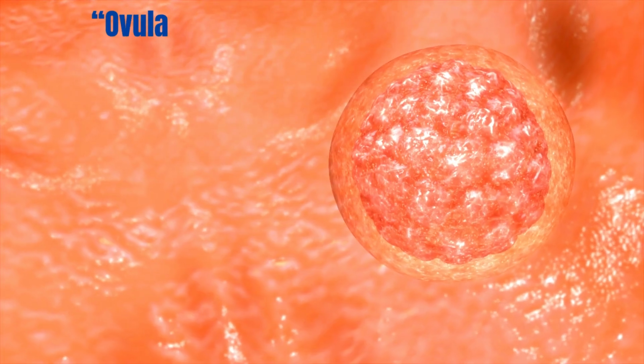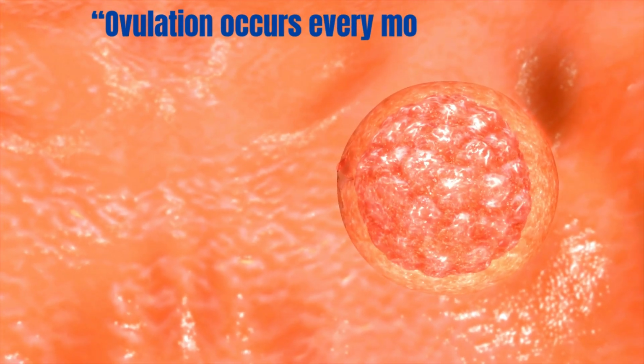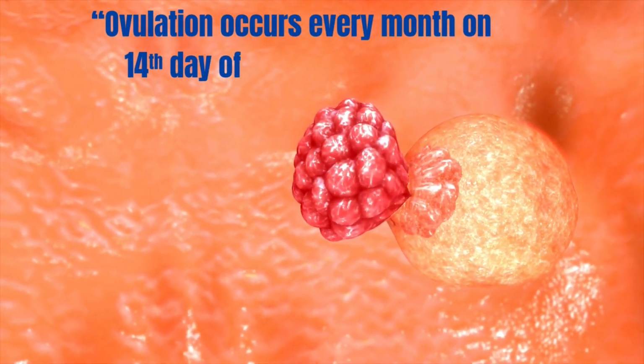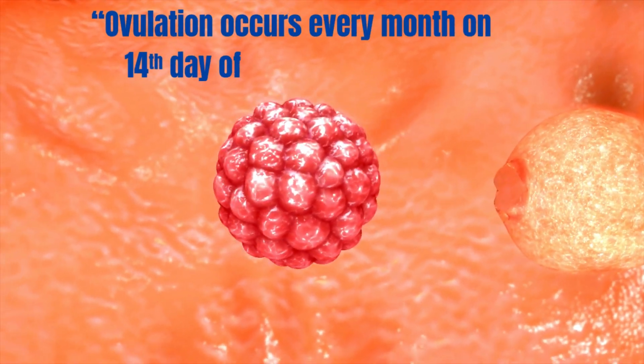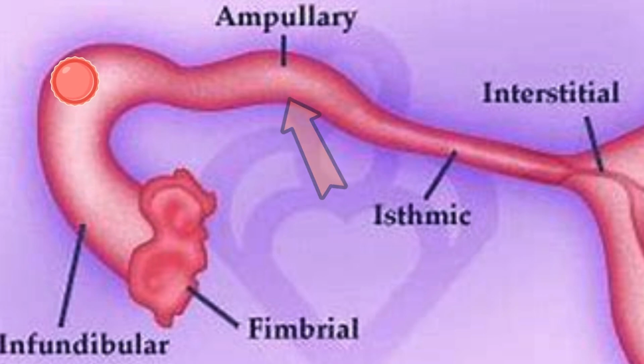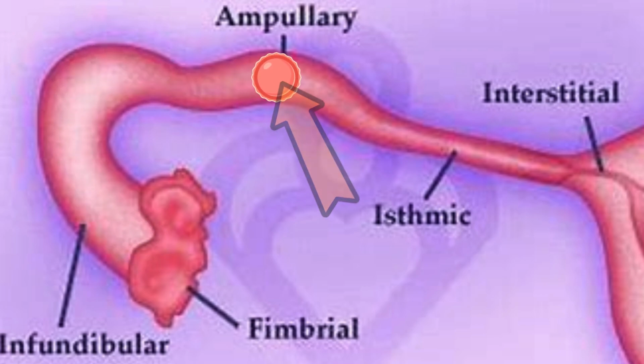Once a month, every female body undergoes the process of ovulation. By the process of ovulation, a matured egg is released. This egg passes along the fallopian tube and reaches the most dilated part of the fallopian tube, known as ampulla. So, the egg waits here for the sperm to fertilize it.